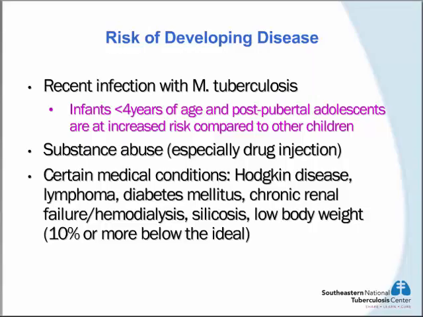In the postpubertal adolescents, it is thought that the changes in puberty cause a little bit of a wane in the immunity, and if they get exposed to TB or have had latent TB at that time in their life, they have a higher risk of activation and developing TB disease. So the 2 peaks that we see in the pediatric population are the younger than 4 years of age and the postpubertal adolescents. Other conditions that increase the risk include substance abuse and also other conditions like Hodgkin's disease, lymphoma, diabetes, chronic renal failure, silicosis, and malnutrition.